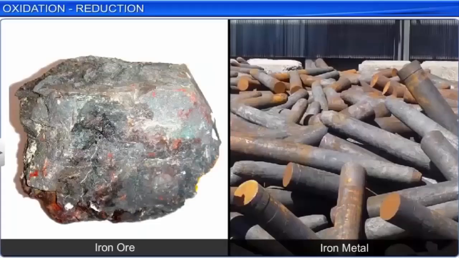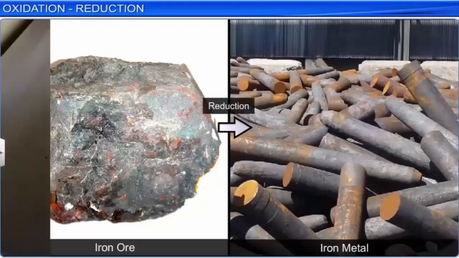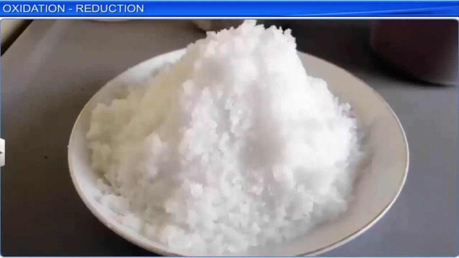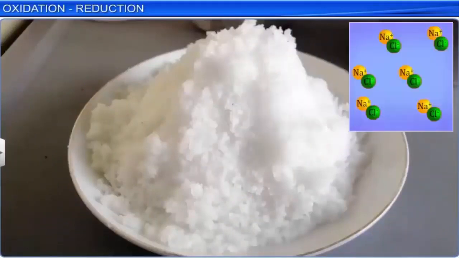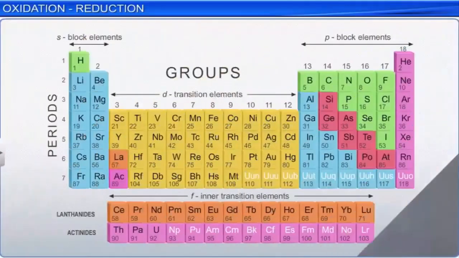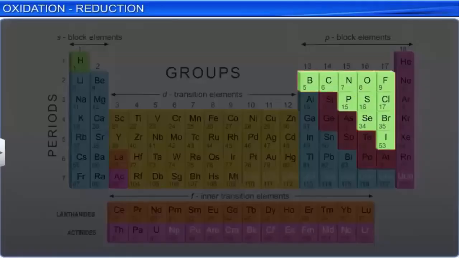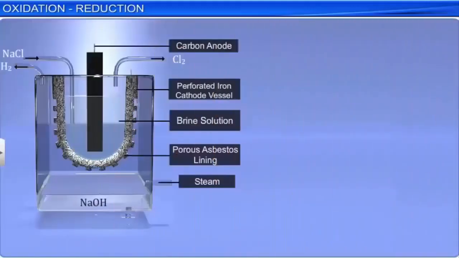You have already studied how metals are extracted from their ores by the process of reduction. You know that non-metals are generally available in combined states in their reduced forms. Hence, non-metals are isolated or extracted by oxidizing their compounds. For example, chlorine is isolated by oxidizing brine solution.